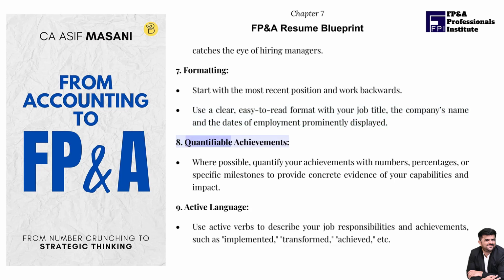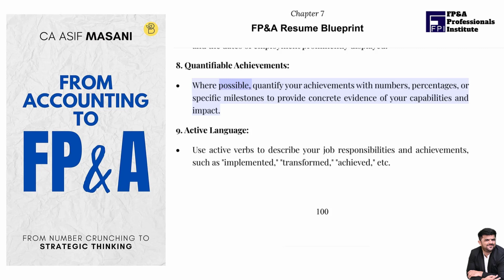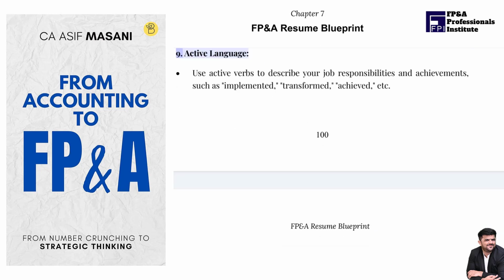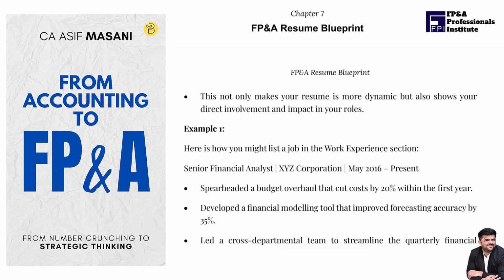8. Quantifiable achievements. Where possible, quantify your achievements with numbers, percentages, or specific milestones to provide concrete evidence of your capabilities and impact. 9. Active language. Use active verbs to describe your job responsibilities and achievements such as implemented, transformed, achieved, etc. This not only makes your resume more dynamic, but also shows your direct involvement and impact in your roles.